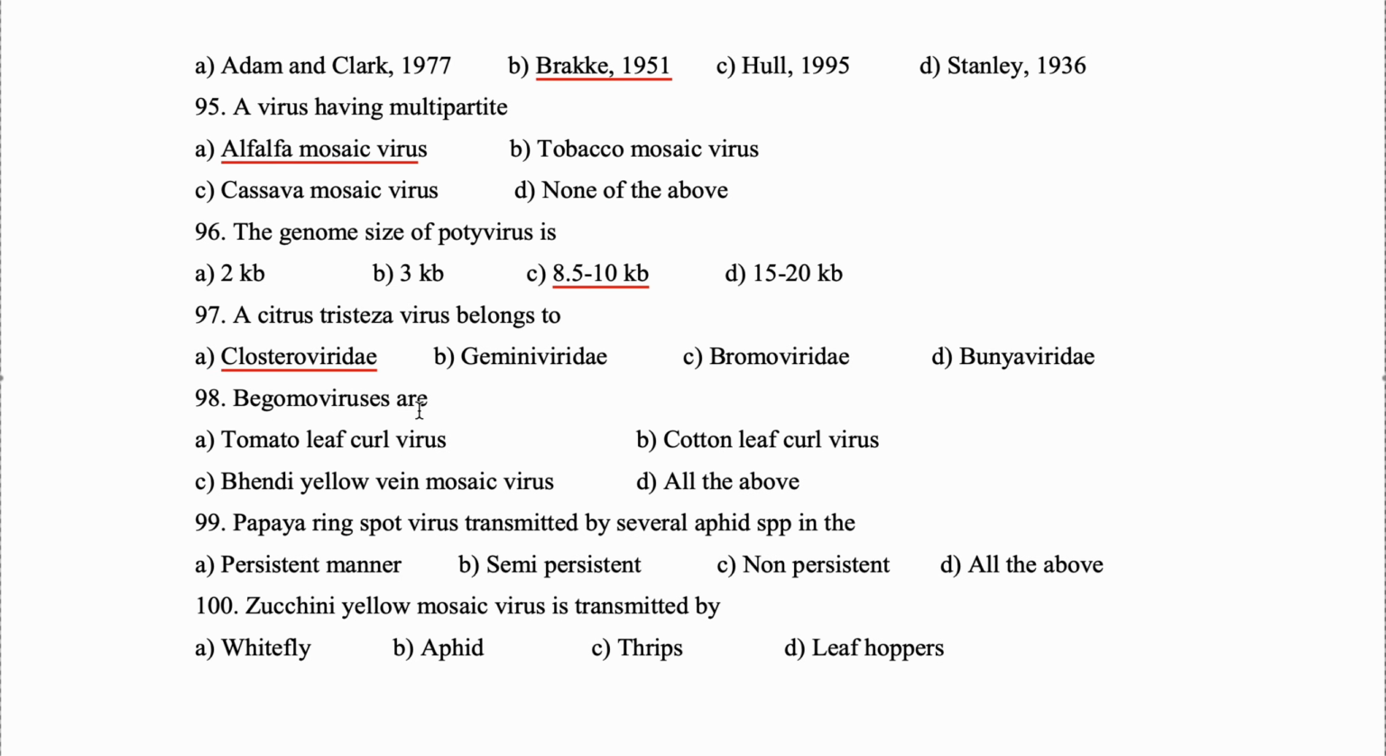98. Begomoviruses are tomato leaf curl virus, cotton leaf curl virus, bhindi yellow vein mosaic virus. All are correct. Question 99. Papaya ringspot virus is transmitted by several aphid species in a non-persistent manner. Question 100. Last for this module. Zucchini yellow mosaic virus is transmitted by aphid.